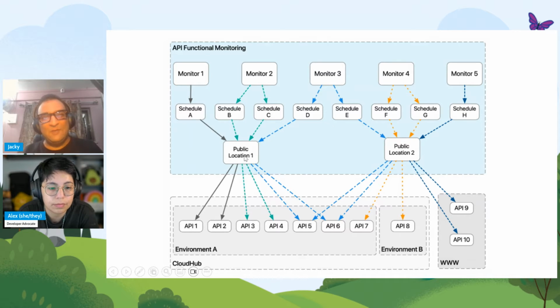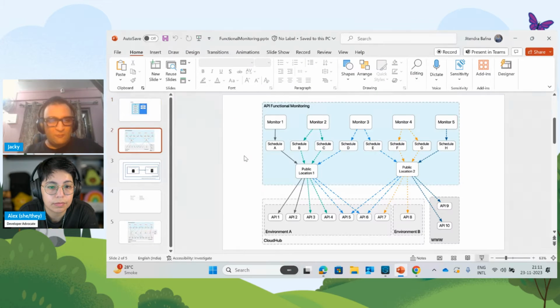There are three public locations currently supported by MuleSoft: US East one, US East two, and one location in Europe. So you have three pre-configured public locations. Before I move into the private location, let's start with a small demonstration.